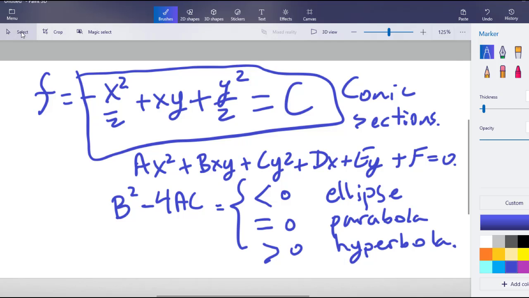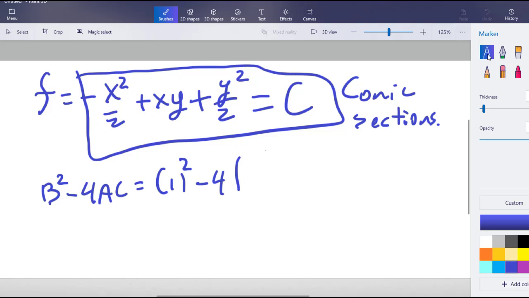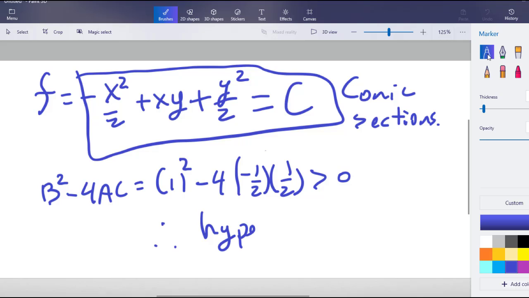Let's apply that to these functions here. In this case, b squared minus 4ac will be 1 squared minus 4 times negative 1/2 times 1/2. Because we have a minus times a minus, whatever this is, it's positive, and therefore we have a hyperbola.